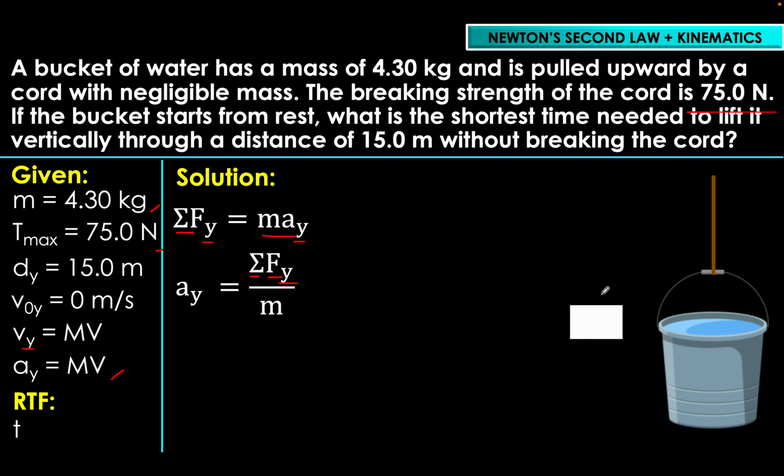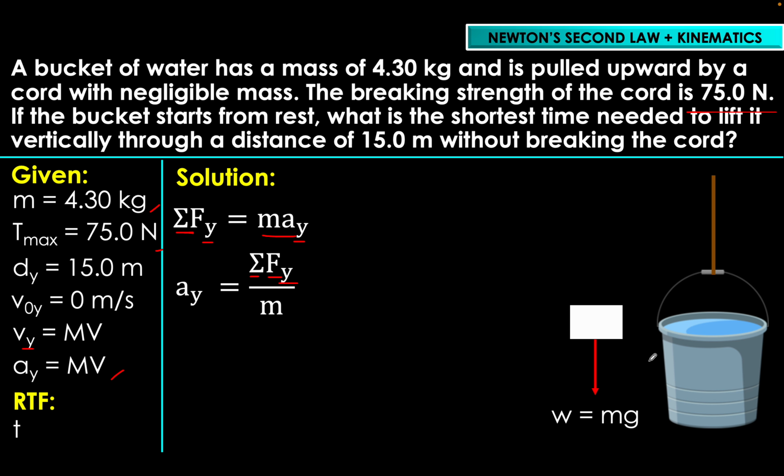So if you set up a free body diagram with this box representing the bucket of water, you have to imagine what are those forces acting on it. So first, obviously, whether the bucket has been lifted or not, there is gravitational pull acting on it, and that is called weight.